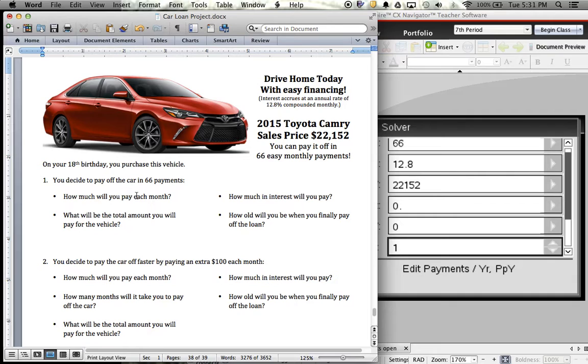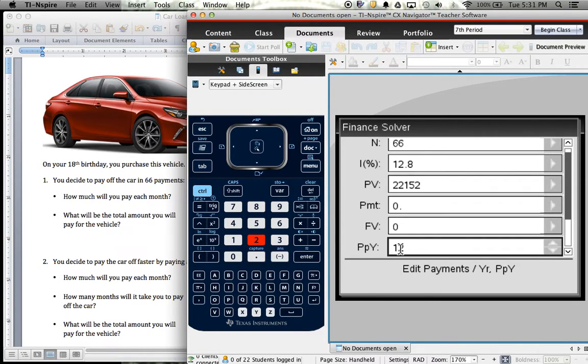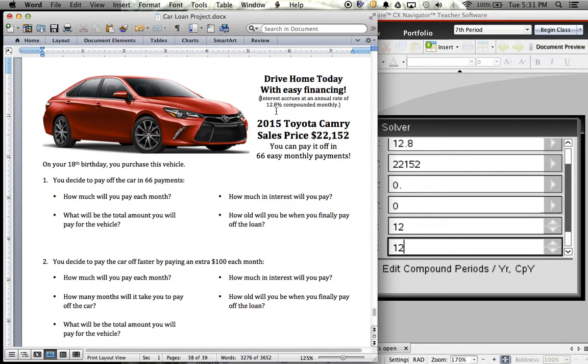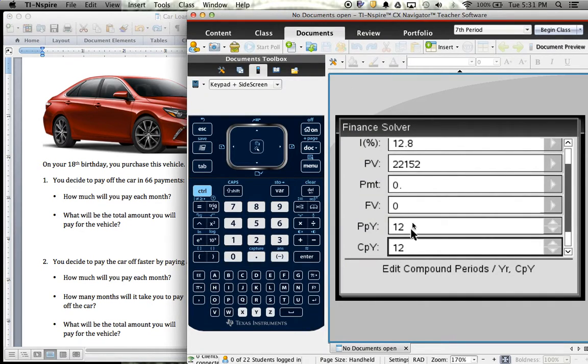And payments per year, you're making a payment once a month. So how much will you pay each month? You're going to have 12 payments a year. Okay, so it would be 12. You push tab, and you will automatically have 12 compounds per year. And if you look up here, right here, it says that we're compounding the interest monthly. So that is what we want to have. So down here and here, we should have 12.